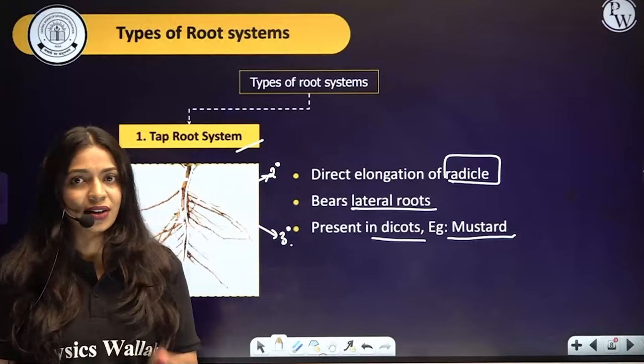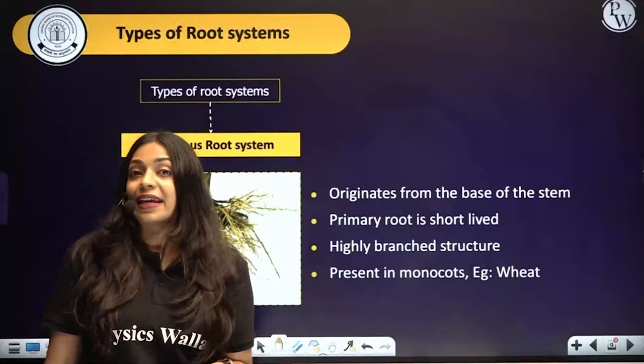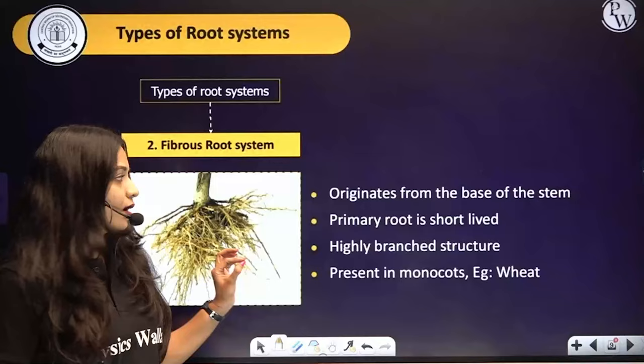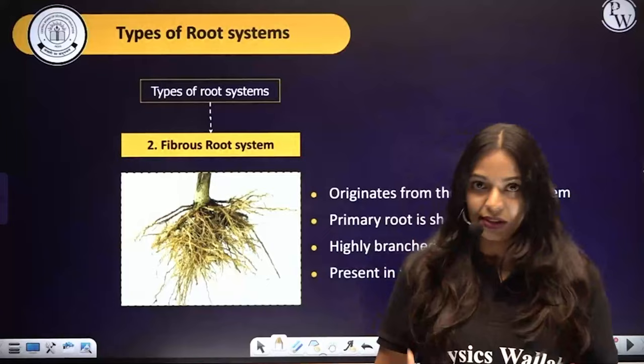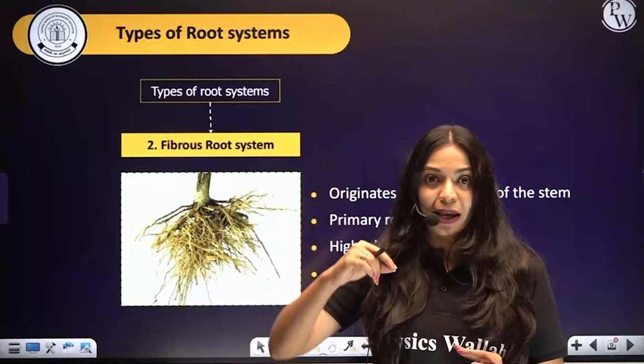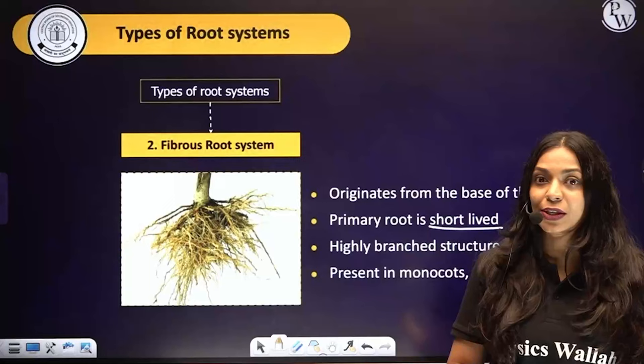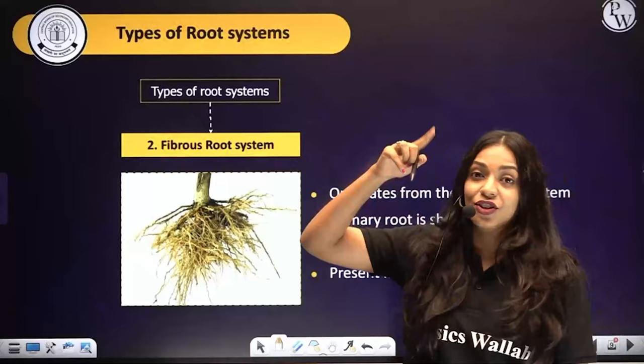Now, let's move on to the second type of root system, which is called the fibrous root system. Over here, the radicle that is supposed to give rise to the root system will initially give rise to the root. But that primary root is short-lived. All right, so we say it is ephemeral. Ephemeral is another term that we use to say that something is short-lived. What happens here is the primary root that initially arose from the radicle does not live for a long time. It will die out.